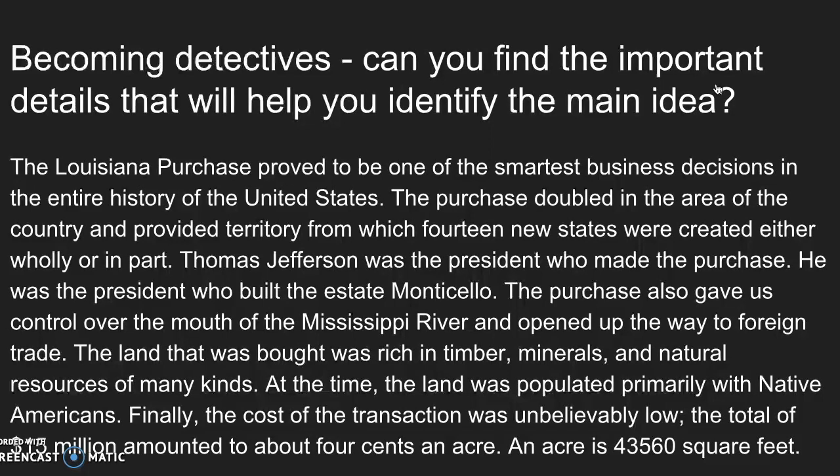Thomas Jefferson was the president who made the purchase. He was the president who built the estate Monticello. The purchase also gave us control over the mouth of the Mississippi River and opened up the way to foreign trade. The land that was bought was rich in timber, minerals, and natural resources of many kinds. At the time, the land was populated primarily with Native Americans. Finally, the cost of the transaction was unbelievably low. The total of $15 million amounted to about 4 cents an acre.